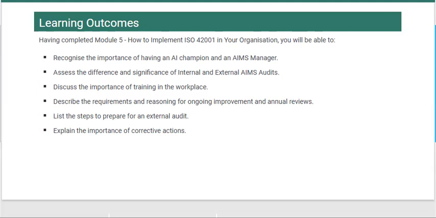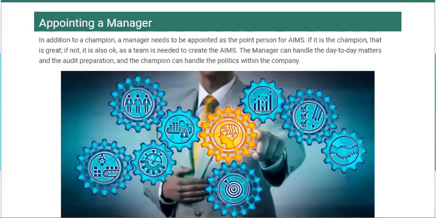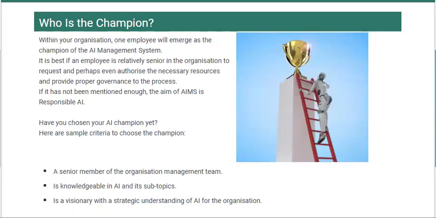Who is the champion? Within your organization, one employee will emerge as the champion of the AI management system. It is best if an employee is relatively senior in the organization to request and perhaps even authorize the necessary resources and provide proper governance to the process. If it has not been mentioned enough, the aim of AIMS is responsible AI. Have you chosen your AI champion yet?